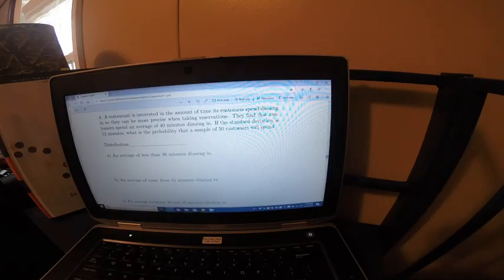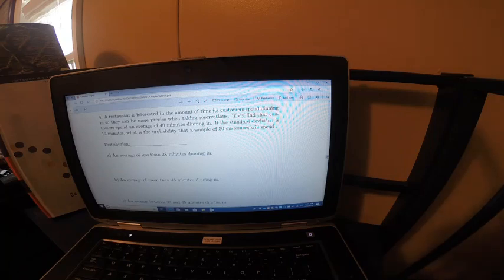Number 4 says a restaurant is interested in the amount of time its customers spend dining in so that they can be more precise when taking reservations. They find that customers spend an average of 40 minutes dining in. If the standard deviation is 12 minutes, what is the probability that a sample of 50 customers will spend? And then we have 3 follow-up questions along with a question about the distribution. So we will write the distribution on the board.